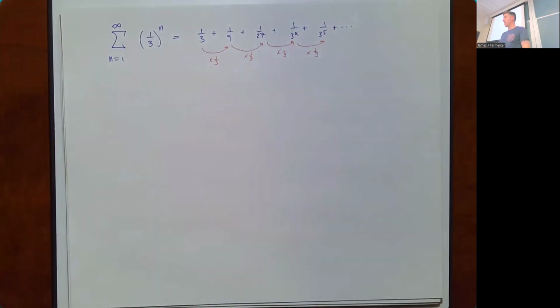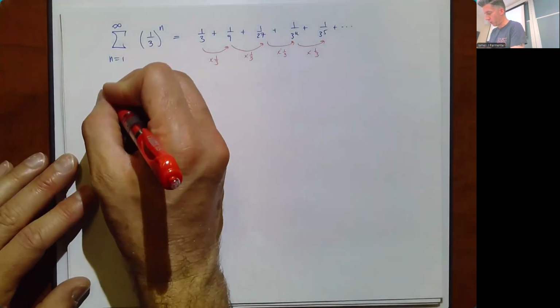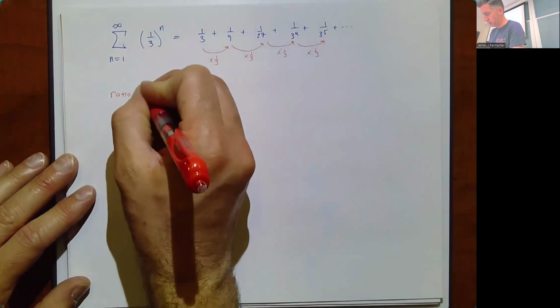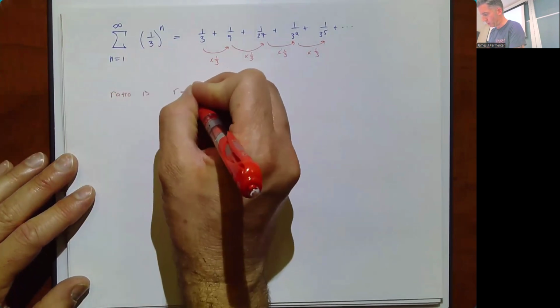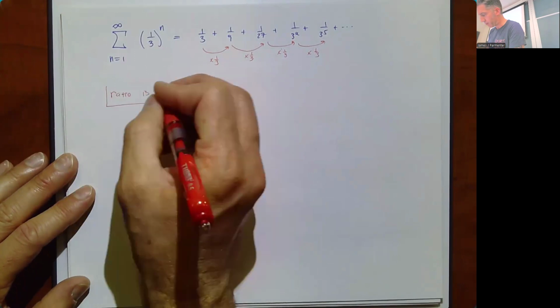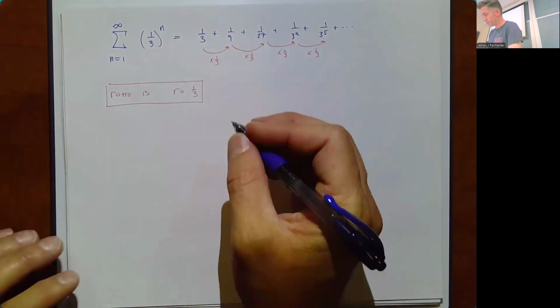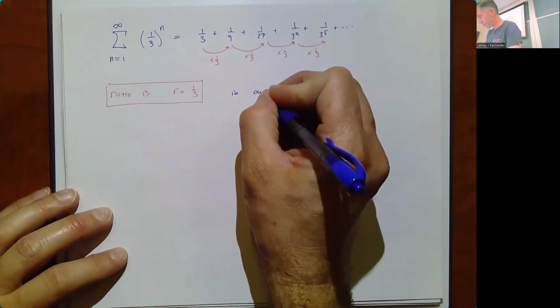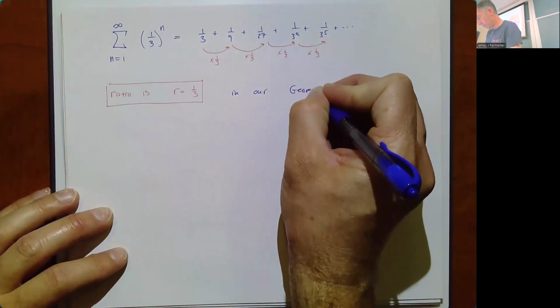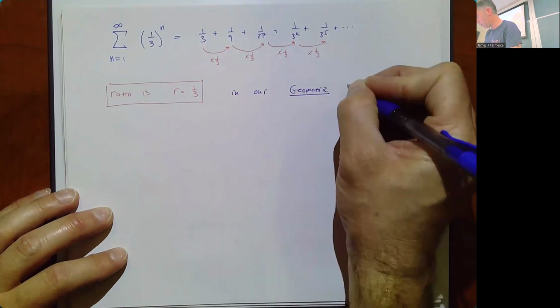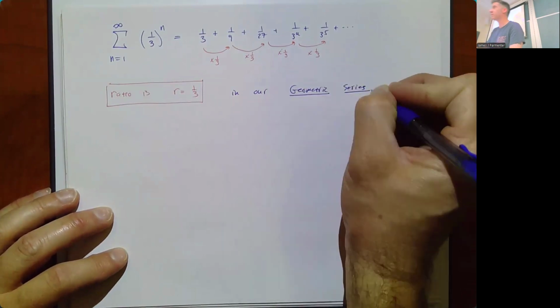So in this example, our ratio is r equal to 1/3. When we have a geometric series, it is good to identify what that ratio is.